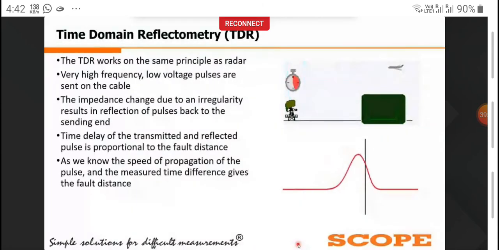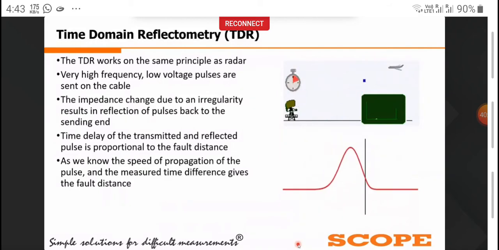In the time domain reflectometer method we apply low voltage, high frequency pulses into the cable. These pulses are reflected whenever there is an impedance change in the cable, back towards the sending end. The reflected graph plus the sending pulse is plotted on the screen, and the instrument automatically calculates the time difference. In the TDR instrument the user needs to set the speed of propagation, as we know the speed of propagation for different types of insulation, as I explained earlier.